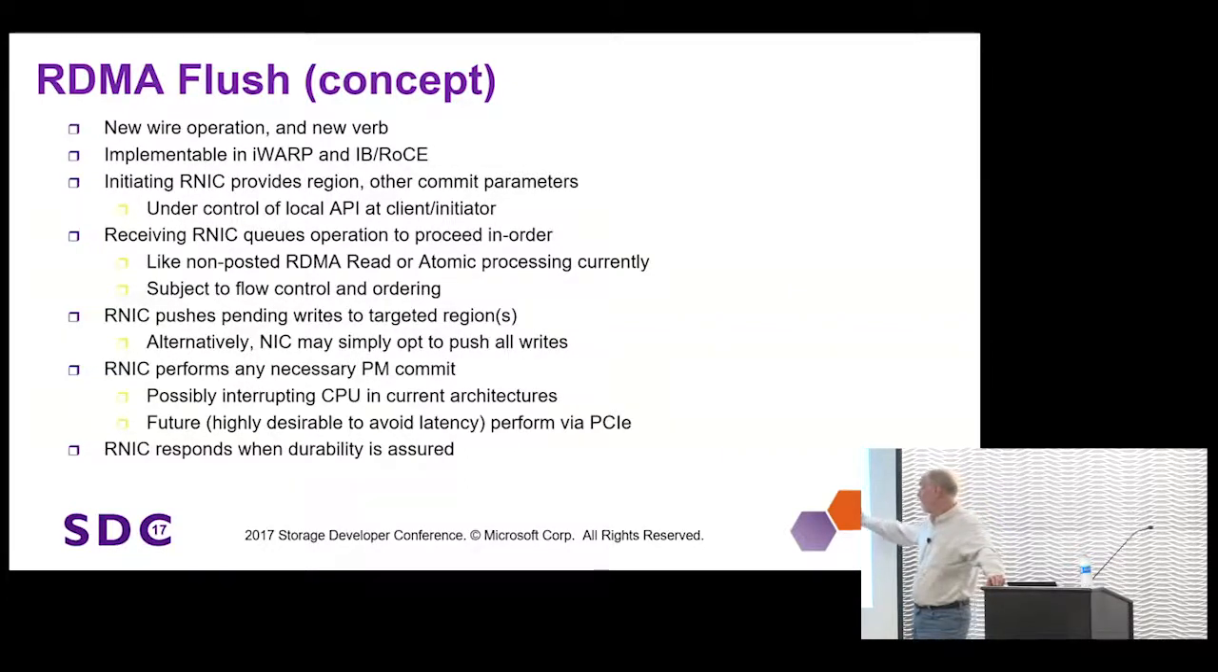The RNIC performs any necessary persistent memory commit. That's a platform-dependent operation. It possibly interrupts the CPU because it may not have a sort of a hardware mode to do this. But in the future, it's highly desirable to perform via the bus that the NIC is plugged into. The RNIC responds only when durability is assured, right? So it's a blocking operation from the client's perspective. He sends the request, some magic happens, he gets a response. That's not the way RDMA Write works, for instance.